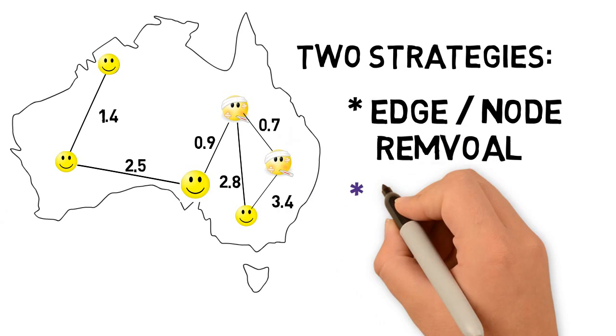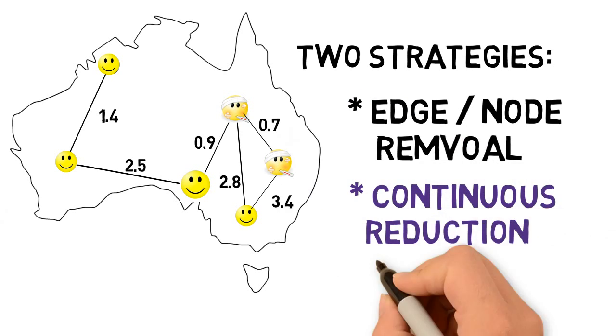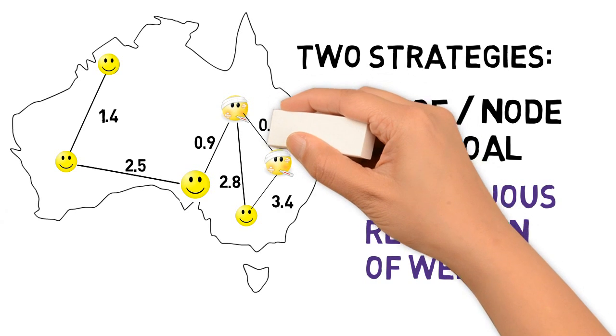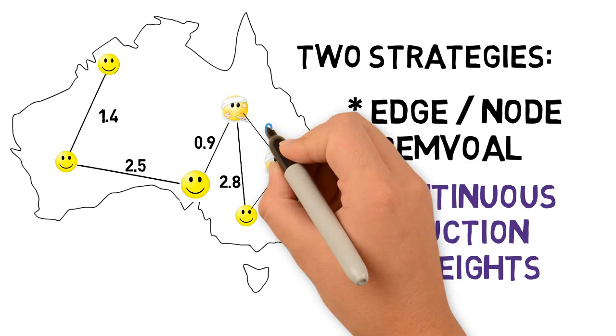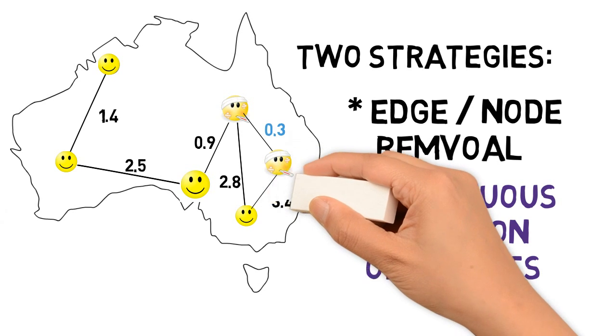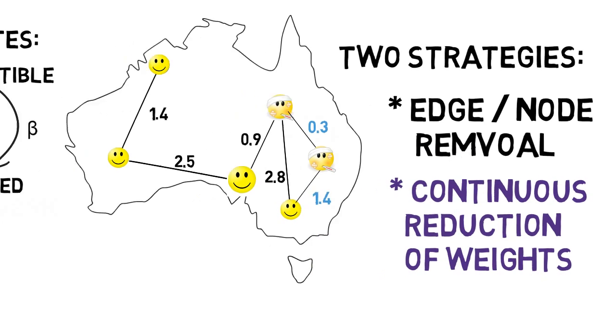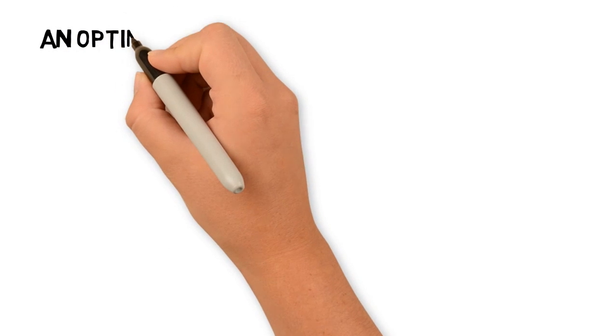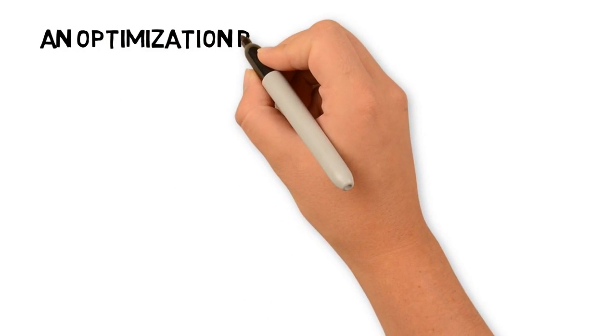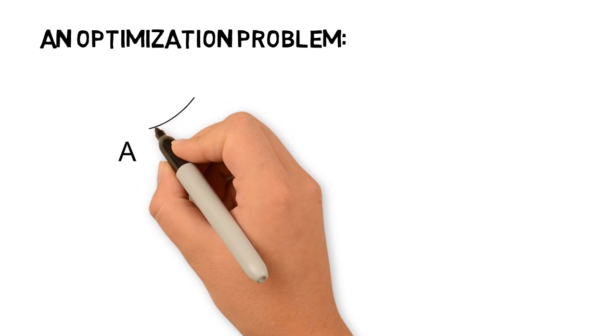In contrast, we present here a novel approach to this problem. We continuously reduce the weights of the edges. This approach causes a phase transition while at the same time avoids closing routes. To find the optimal set of weights, we formulated and solved the following optimization problem.